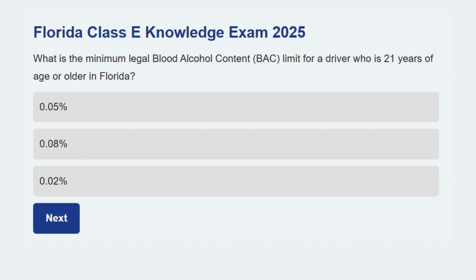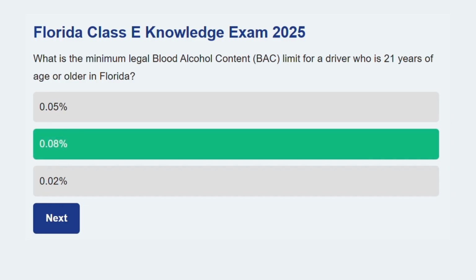Moving along now. What is the minimum legal blood alcohol content limit for a driver who is 21 years of age or older in Florida? 0.08%. This is the legal threshold for intoxication for adult drivers.